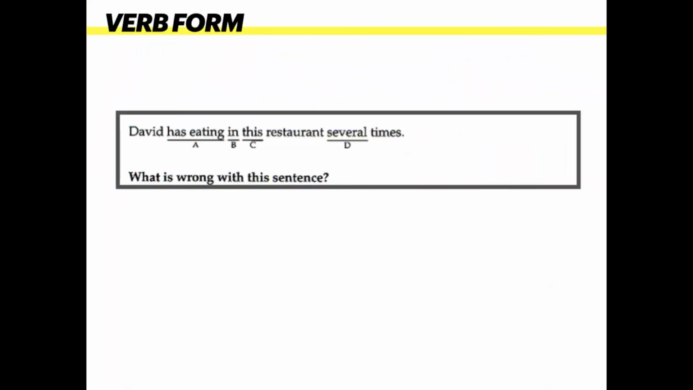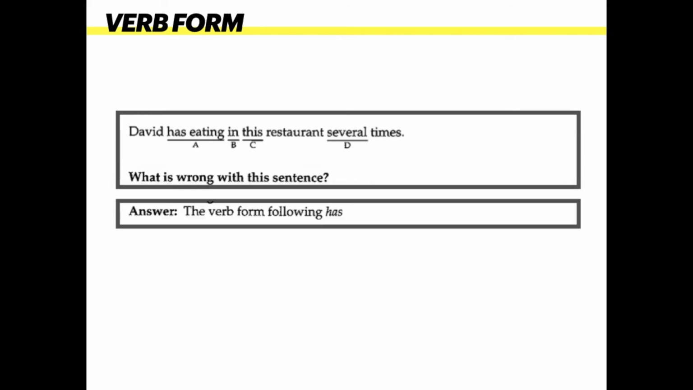Here's an exercise from the TOEFL test. David has eaten in this restaurant several times. What is wrong with this sentence? Dijimos que después de has necesitamos que esté en past participle, right? So, the problem is the verb form following has, que no está en past participle. So, correct answer is letter A, and the correction is has eaten.